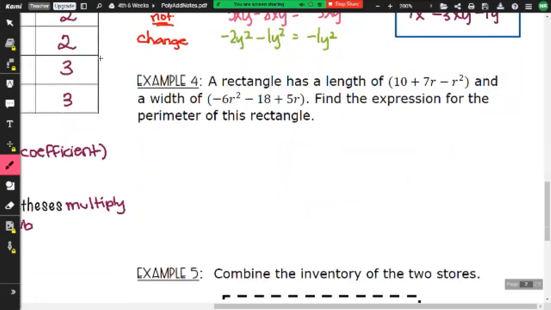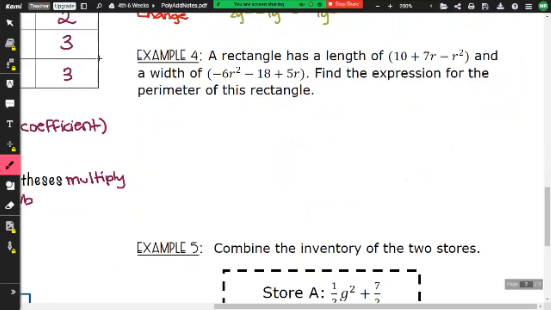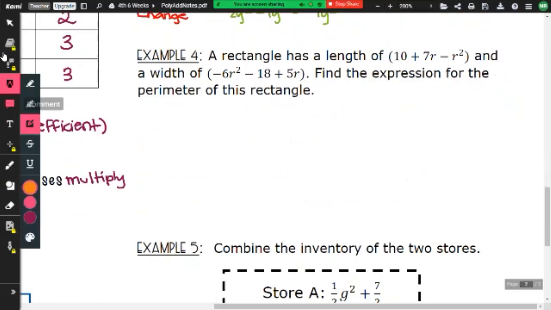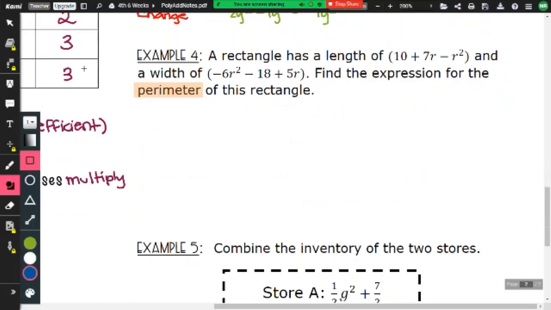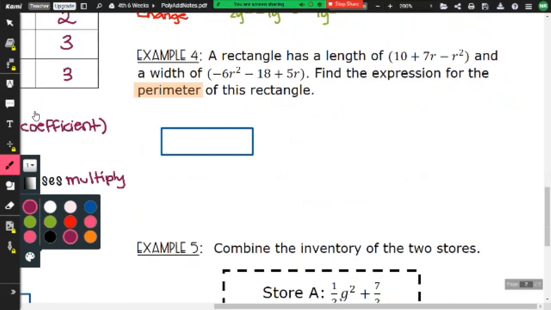All right. Example 4. We have a rectangle. It has a certain length and a certain width. It wants us to find the expression for the perimeter of the rectangle. What is my key word? Perimeter. Now you might want to draw small, write small, because everybody's been complaining about the amount of space. It has a perimeter. Now length means that it's my long side.